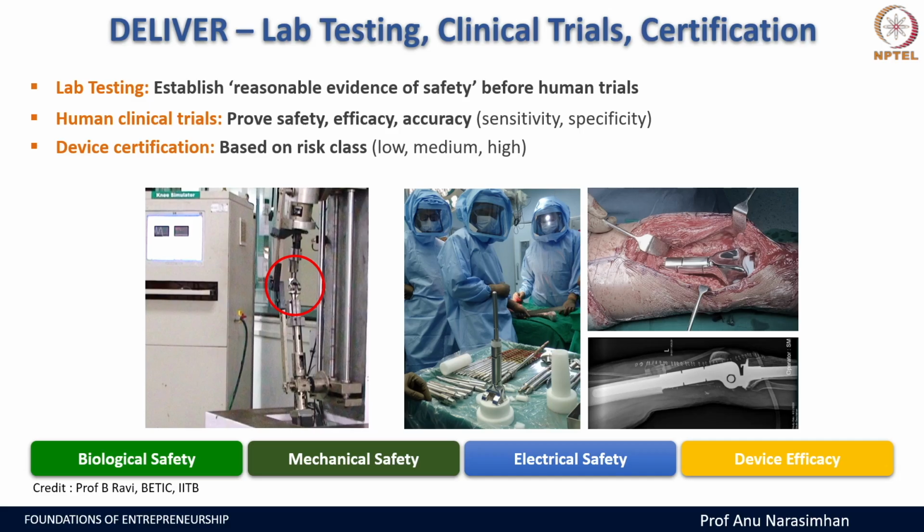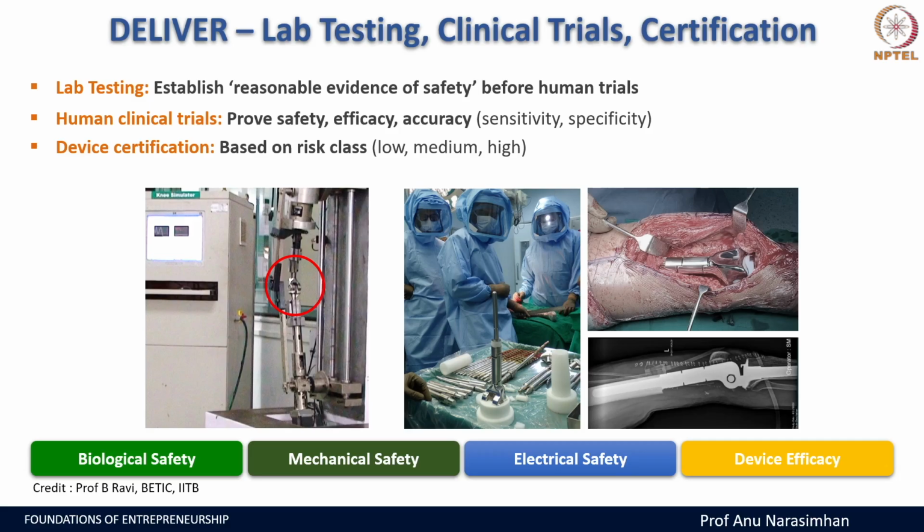which is the green at the bottom of the slide. You need to do lab testing to establish safety before you go into a human trial, and then you go into a human trial to prove safety, to prove efficacy, meaning that it does what it is supposed to do, and accuracy. Accuracy is, you know, the 1 sigma, 2 sigma, 6 sigma. And therefore you get certification, which is based on the risk class.